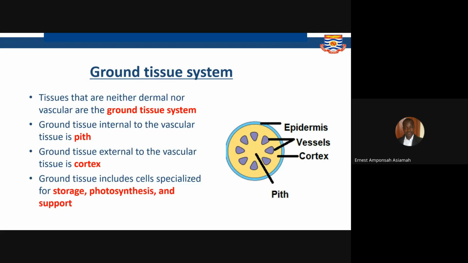Please, any clarification that you want us to make? So, sir, does that mean that the phloem and the xylem tissues form the vascular bundles? Yes. Okay, all right, phloem and the xylem form the vascular bundle.